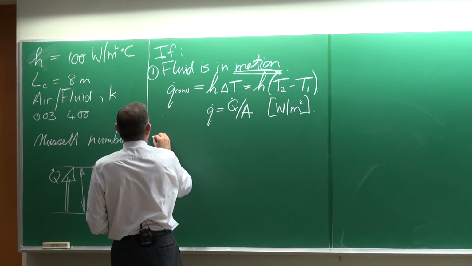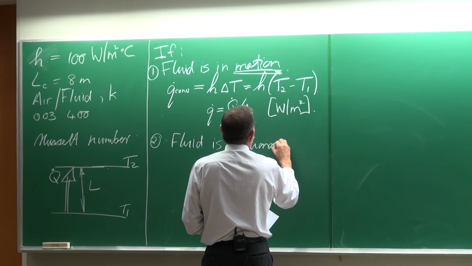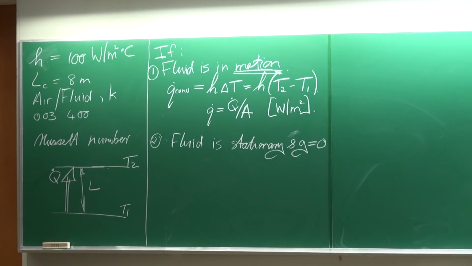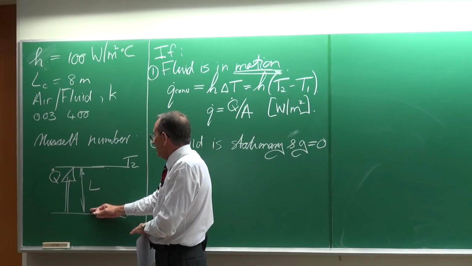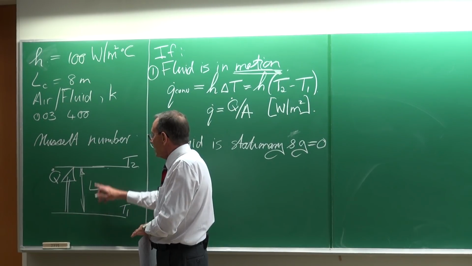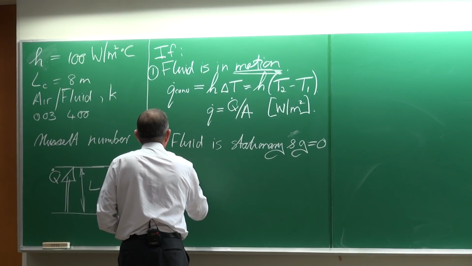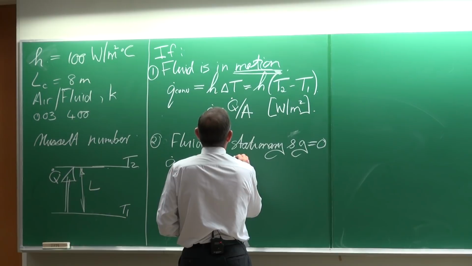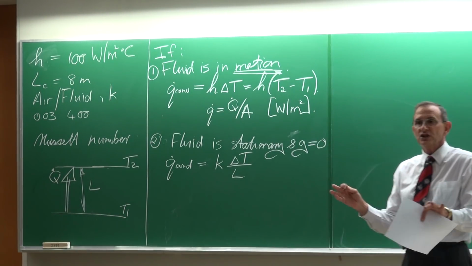That's the first case. The second case, let's look at the fluid is stationary and g is equal to 0. There are no gravitational forces, therefore there cannot be any buoyancy forces. Even although the density of the fluid would decrease, there are no buoyancy forces, so there cannot be any fluid motion because of natural convection. Then the heat transfer will only be by conduction. Heat transfer by conduction would be equal to K multiplied by delta T divided by L. Delta T, of course, is equal to the temperature difference.